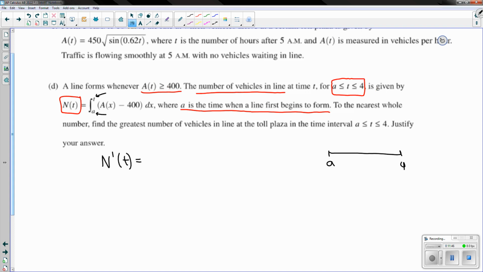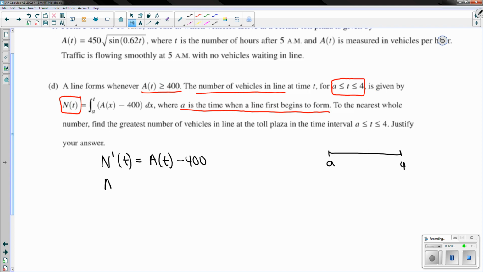So using the fundamental theorem of calculus, taking the derivative, this thing's already set up for us. We're just going to substitute t into the function and then multiply this function by the derivative of t using that chain rule, but the derivative of t with respect to t is just 1. So here's our derivative function.